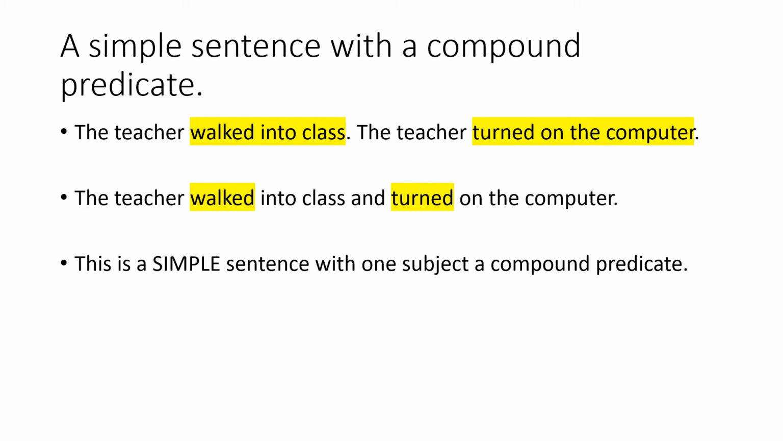So instead of saying, "The teacher walked into class." "The teacher turned on the computer." Instead of having 2 simple sentences, I can join the predicates here. Walked into class, turned on the computer. I can say "The teacher," that's one subject, "walked into class and turned on the computer." So I have one subject, the teacher, that's doing 2 things. There are 2 predicates here, walked and turned. But it's still a simple sentence because we have one subject that's doing 2 things. So it's one subject with a compound predicate.